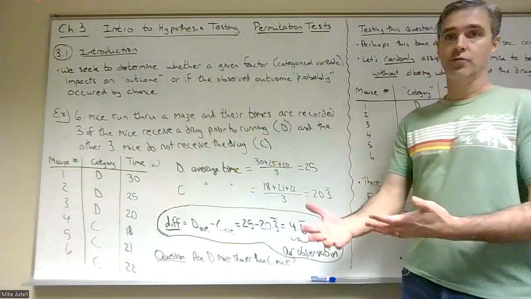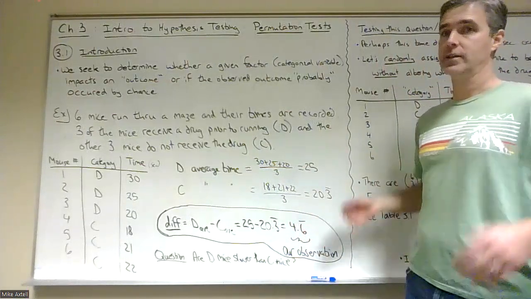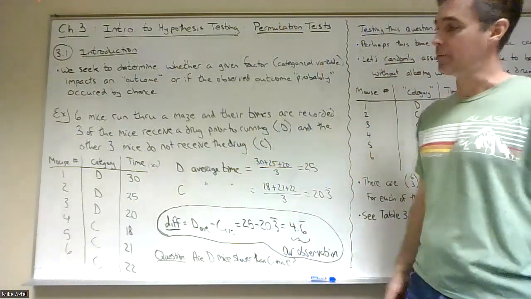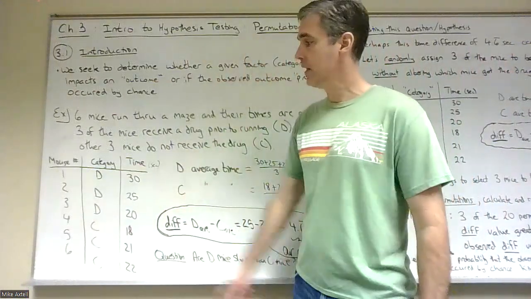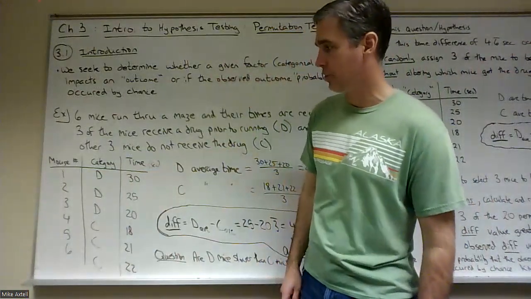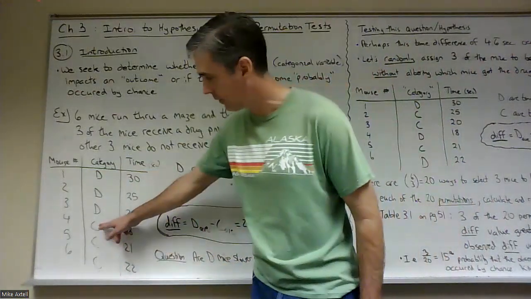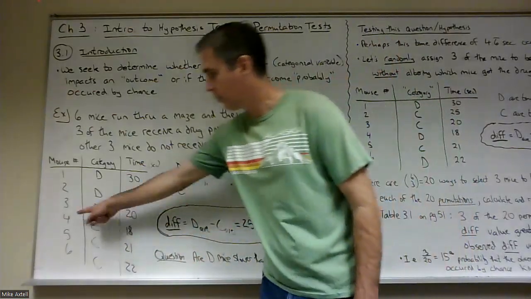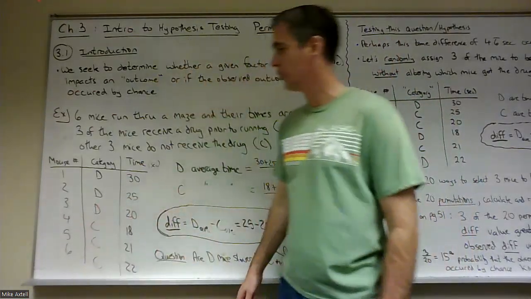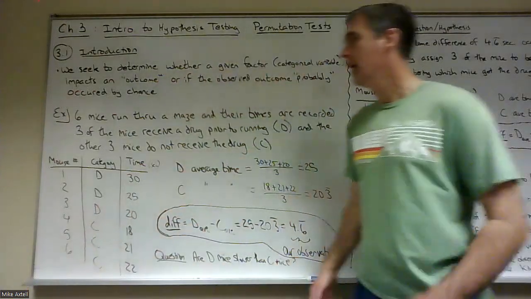So we give drugs to 3 mice, no drugs to the other 3 mice, one at a time, we run them through the maze and we time them, and here's our data over here. So each mouse has a number 1 through 6. The first 3 mice got the drug, and then 4, 5, and 6 did not get the drug. I didn't line that up too well. But 4 is a control, 5 is a control, 6 is a control, and there are their times, okay?